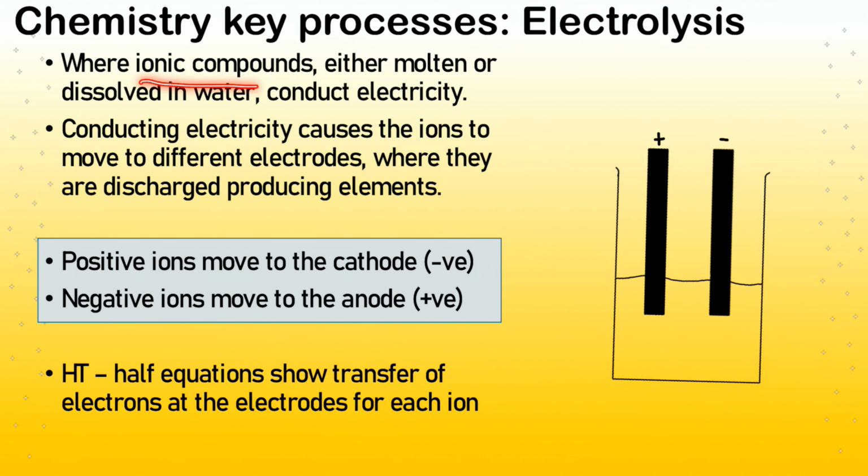So electrolysis is where we are using electricity. We're passing it through ionic compounds that are either molten or dissolved in water. We can do either of those. We're going to look at both of those processes in a moment.